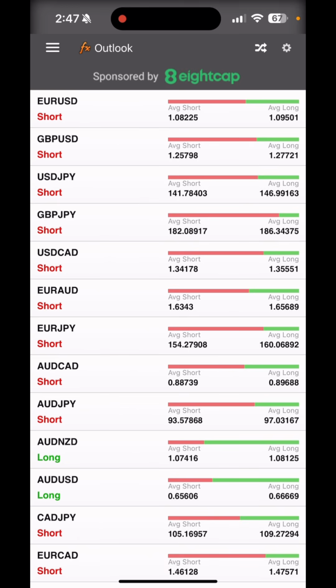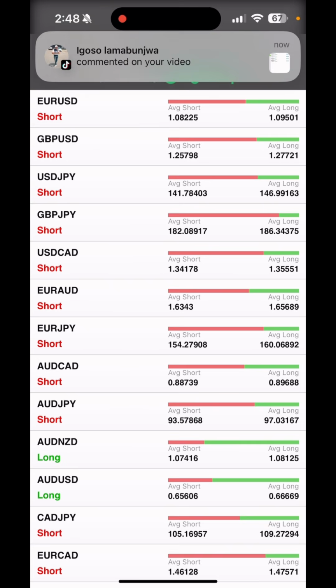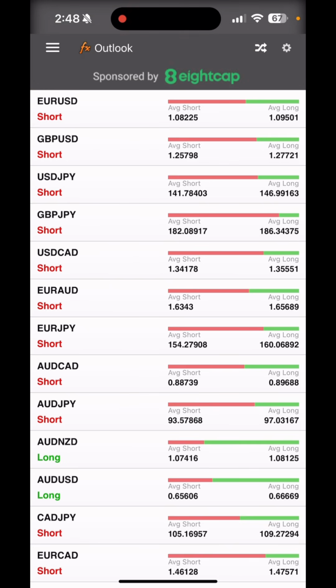Outlook shows you the strength of the currency, EUR/USD. Now if you check it, the red part is showing short and the green part is showing long, meaning sell and buy. If the red is bigger than the green, it shows you that that currency is weak.